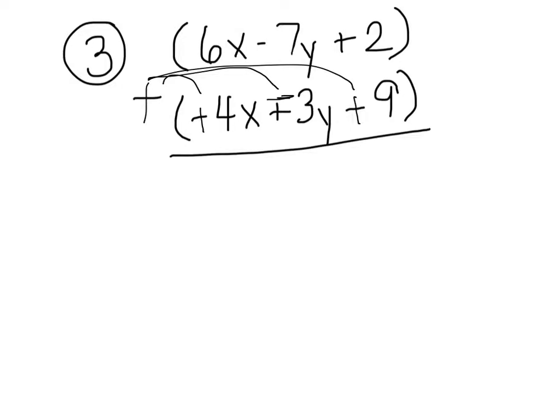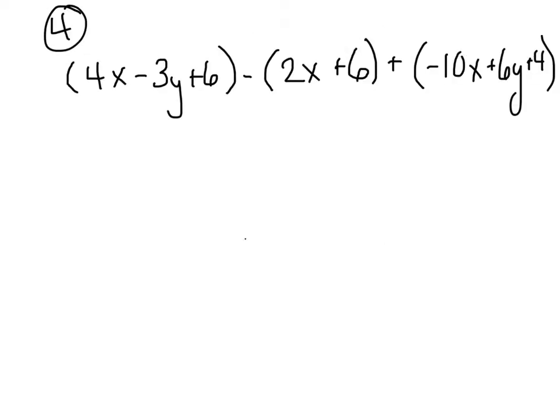So we just go down. We're going to add the 6x to our 4x. So 6x plus 4x is 10x. And then we're going to do the same thing with our y's. We're going to take our minus 7y. And remember, this is a minus 3y. So we're going to take minus 7y plus a minus 3y, which will be minus 10y. And then we're going to combine our whole numbers. So we're going to take plus 2 and add 9 to it. So 2 plus 9 is going to be plus 11.